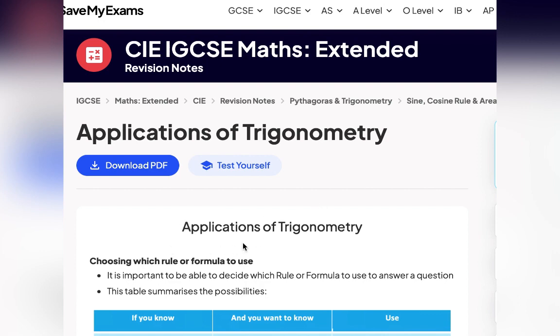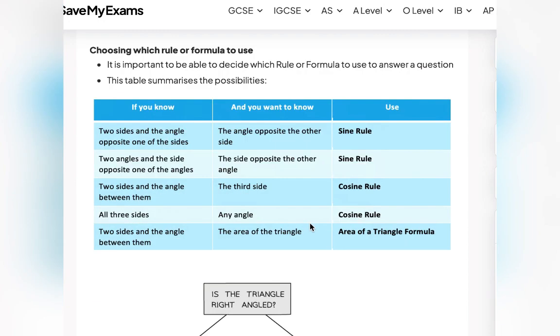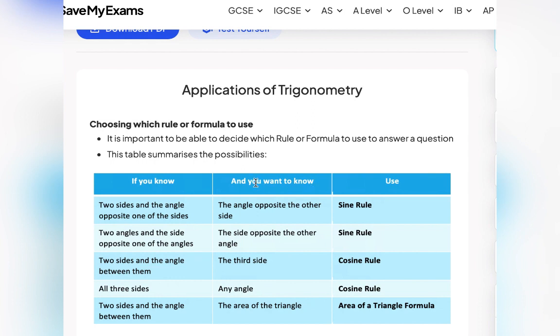Okay, the application of trigonometry. Let's take a look at how you apply trigonometry, what kind of formula you use, and when you decide to use what formula. Let's look at the conditions around you: the things you know and what you want to know, and then you decide which formula you're going to use. It is very important to be able to decide which formula to use to solve any particular question.